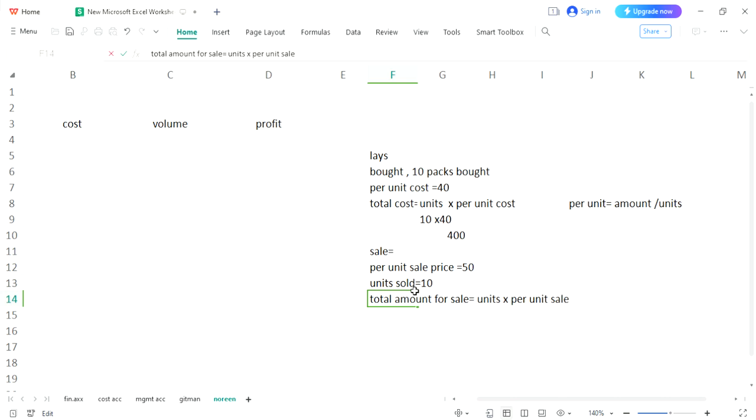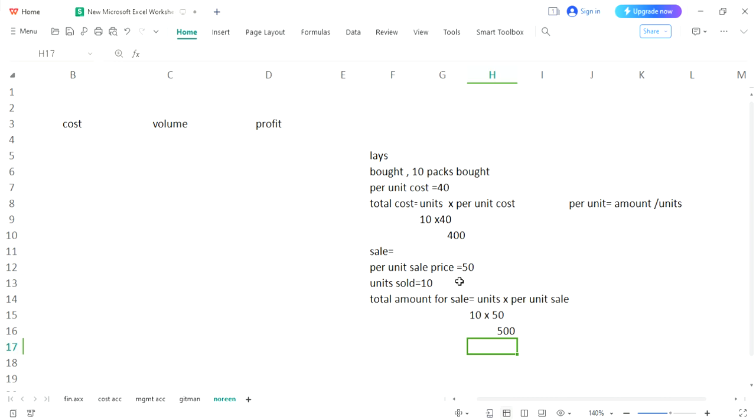This is your per unit sale price, and we have already decided that you have sold 10 units for 50 rupees as the sale price of each unit. In this way, if you want to calculate the total amount you have received, it would be units sold, 10, and each unit you have sold for rupees 50. This way you will be able to calculate your total amount of sales, and that is 500.